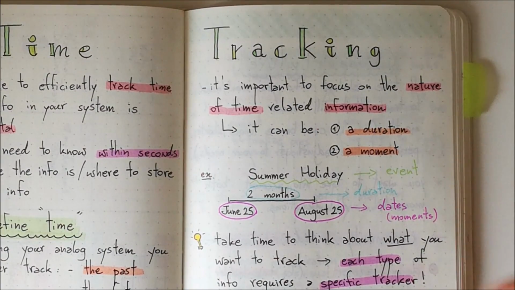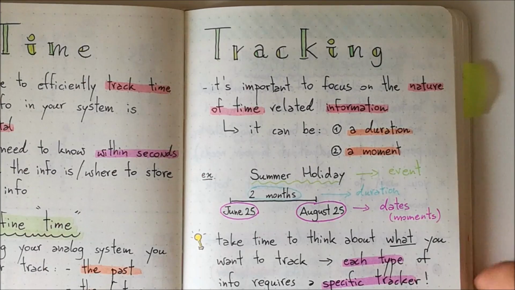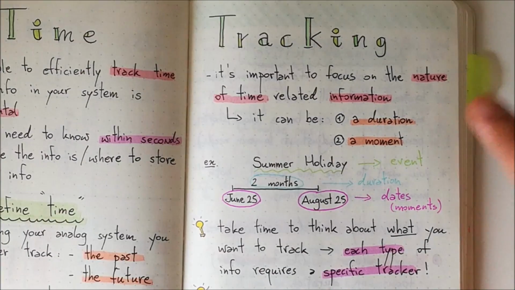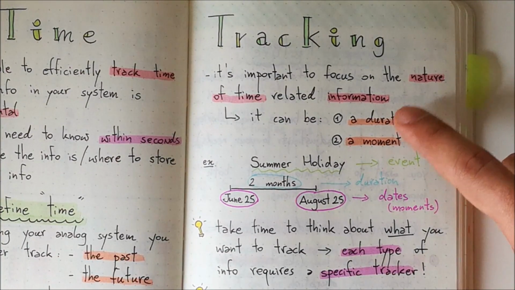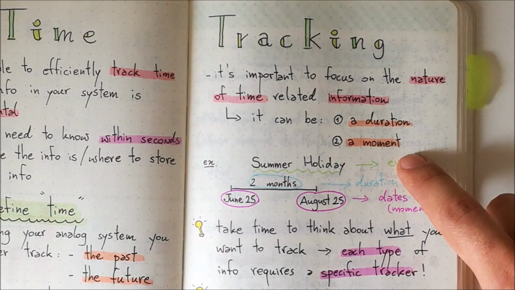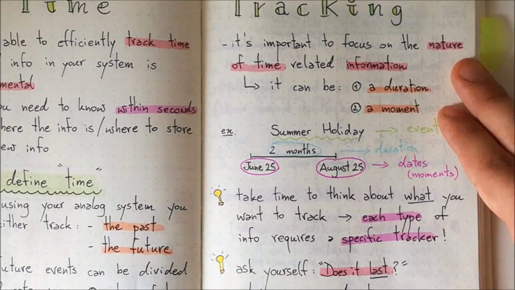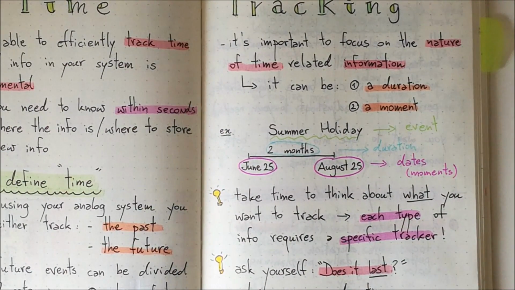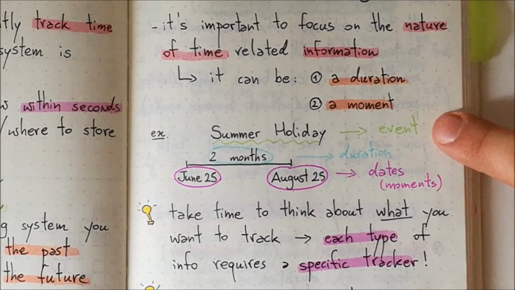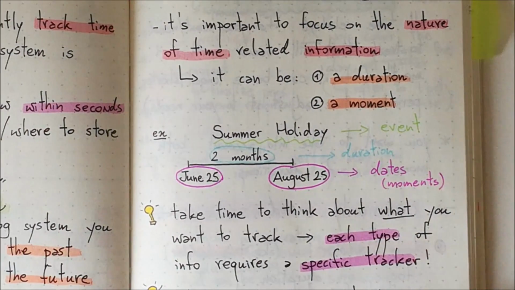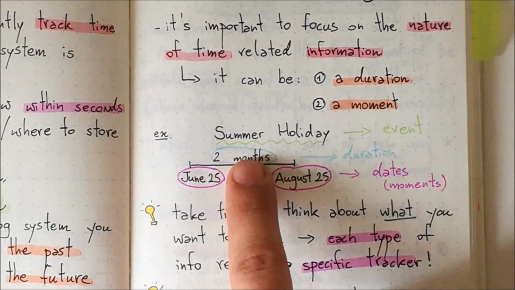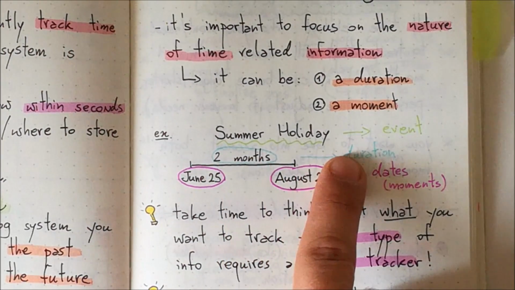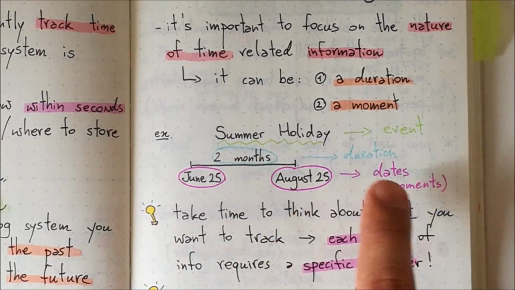Also, when talking about time-related information, it's very important to focus on the nature of that information. A time-related information can either be a duration or a moment. To better understand the difference between these notions, I'll give you an example here. Let's consider the event summer holiday. Here you have 3 pieces of information: the duration, which is 2 months, and the dates here, which are moments.